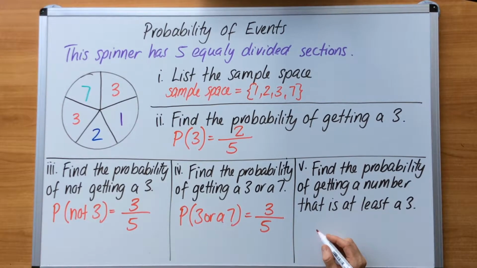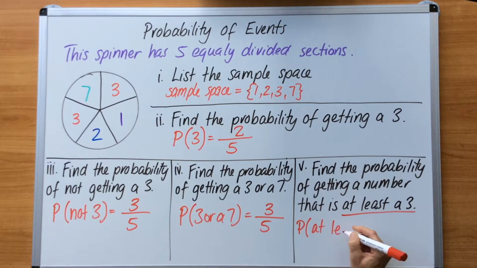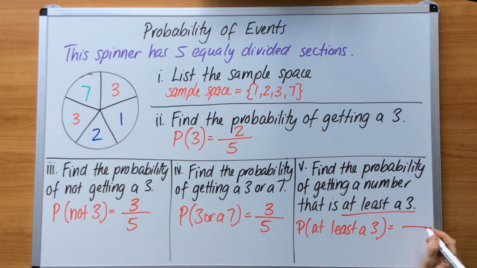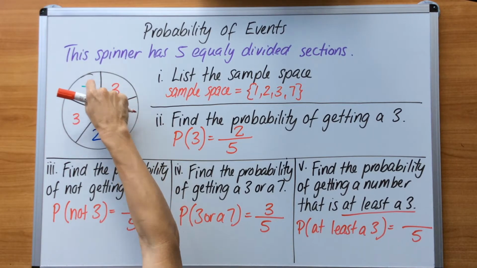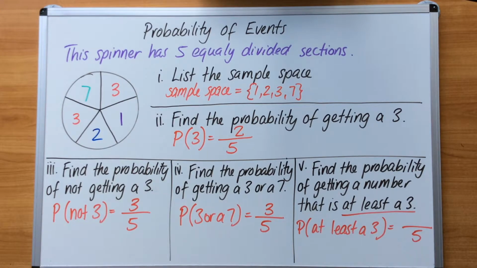And the last one here says find the probability of getting a number that is at least a 3. So probability at least 3 bracket equals. There are 5 outcomes, and at least 3 means 3 or above in value. So we can see here there's 2 of those are 3s, and the 7 is greater than a 3. So there is 3 numbers out of 5 that are at least a 3.